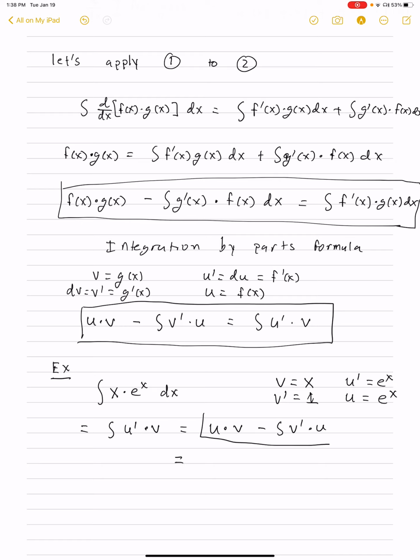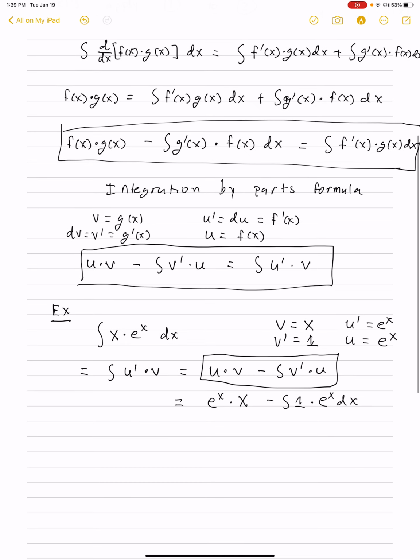Well, this part of the equation we're going to fill out. u times v, that's e to the x times x, minus the integral of v prime, which is 1, times u, which is e to the x, dx. So this simplifies to be x times e to the x. The antiderivative of 1 times e to the x is e to the x, and then I'm going to add a constant of integration. And that's integration by parts for you.